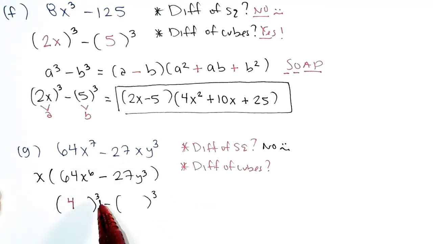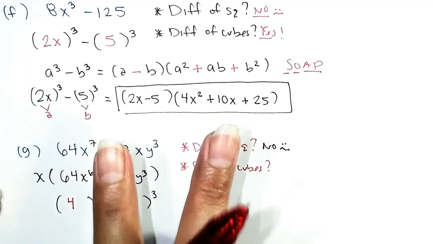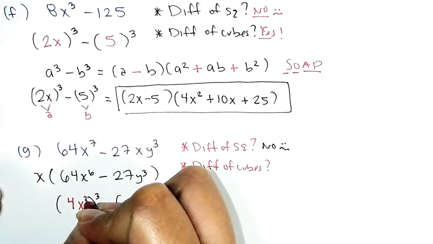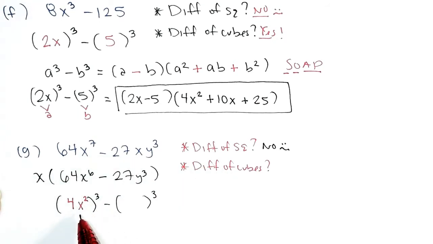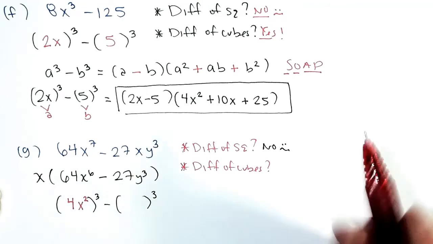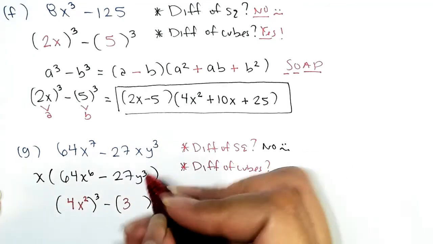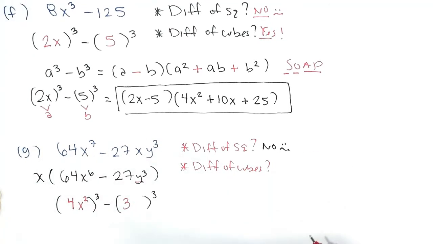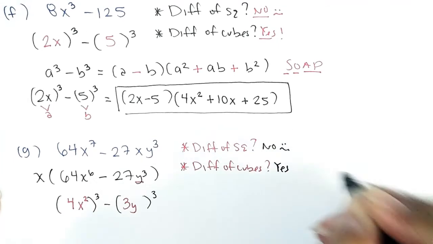x to the 6, is it a perfect cube? Again, you're going to have to use the power rule in reverse. Divide the exponents and hopefully you get an integer. 6 divided by 3 is 2. So that means that x to the 6 is a perfect cube because it's the cube of x squared. 1 perfect cube down, 1 more to go. 27 is a perfect cube because it's the cube of 3. y cubed is a perfect cube because it's the cube of y. So to answer my question, do we have a difference of cubes? The answer is yes. It's a bittersweet moment because that means I have to do it.